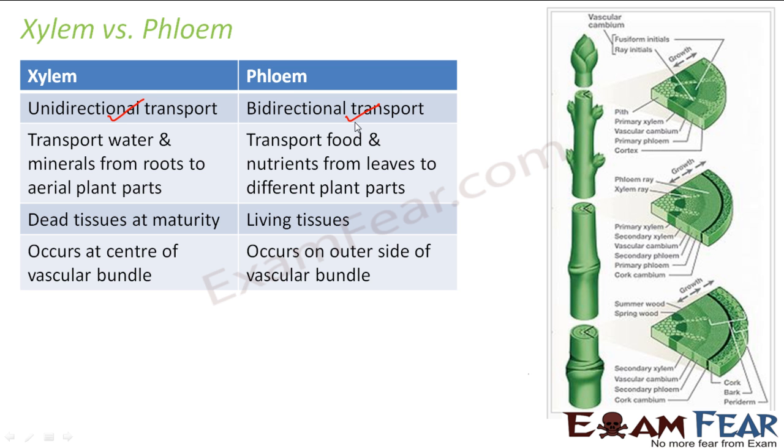Also, some leaves are present at the bottom. From those leaves, it also goes to the upper stems. So that means it goes both ways. It goes upwards, it comes downwards. So in phloem, the transport is bidirectional.